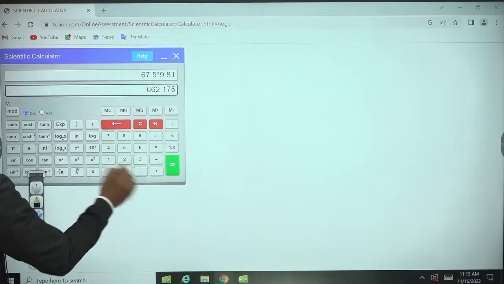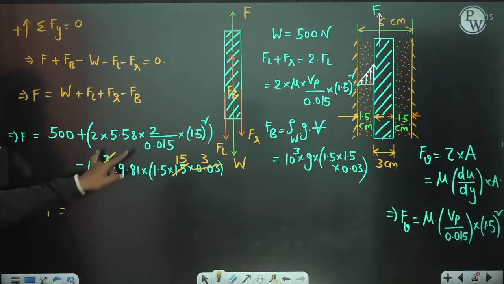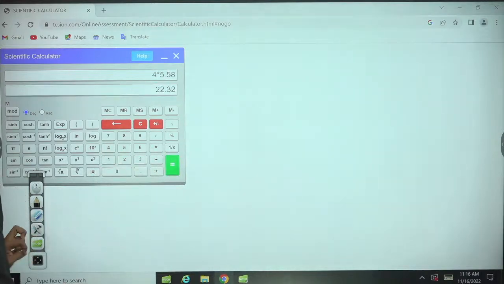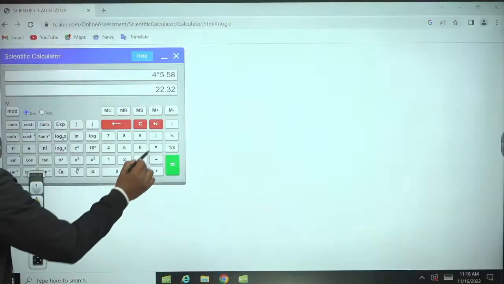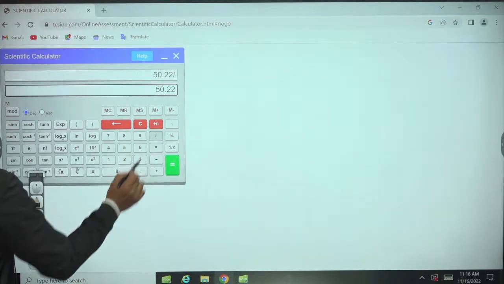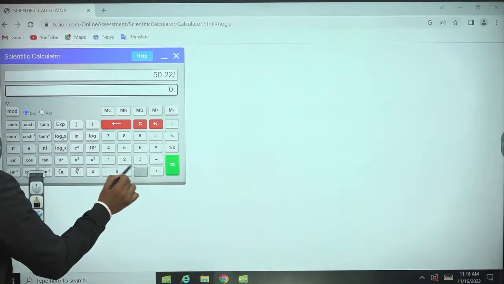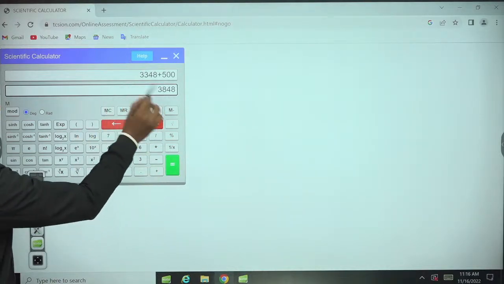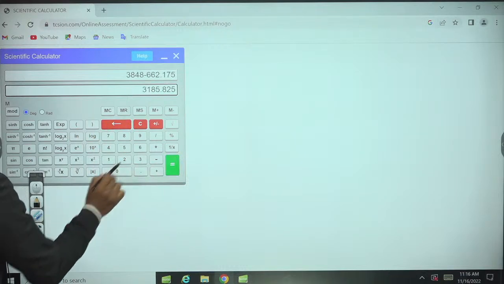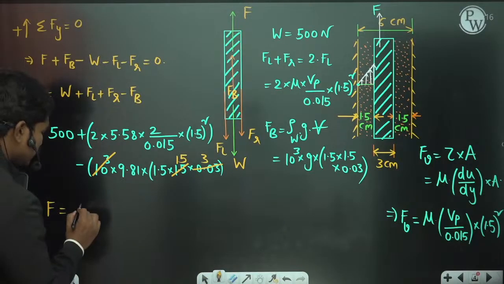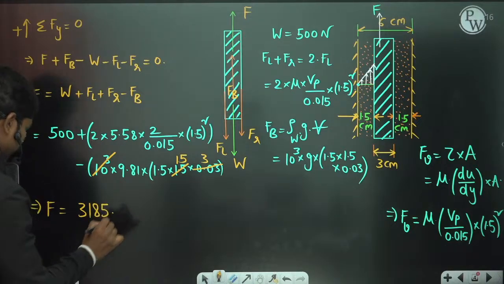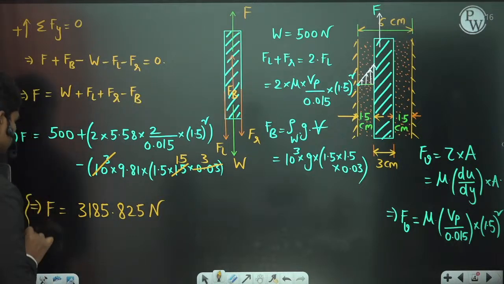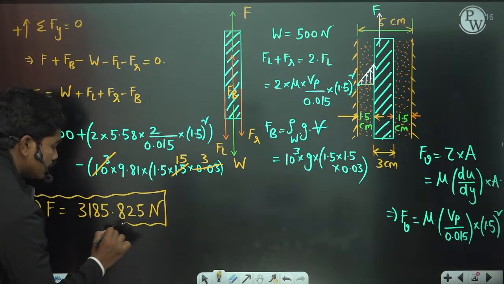So anyhow, let us save that value. Then let us calculate this value: 4 into 5.58, into 1.5 square, divided by 0.015. So this is the value 3348 plus 500 newtons. This is the weight. So from this total value, you have to subtract the previously calculated value. That gives 3185.825. Correct? 3185.825 newtons is the force that you have to apply on the plate so that it moves upward at a velocity of 2 meters per second.